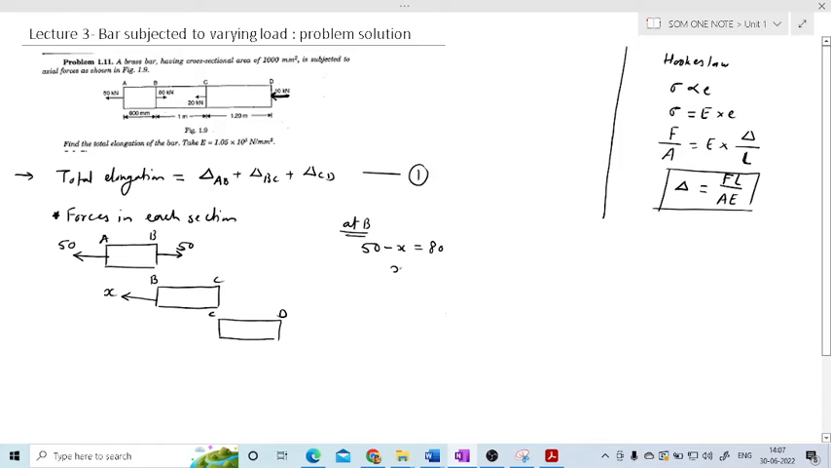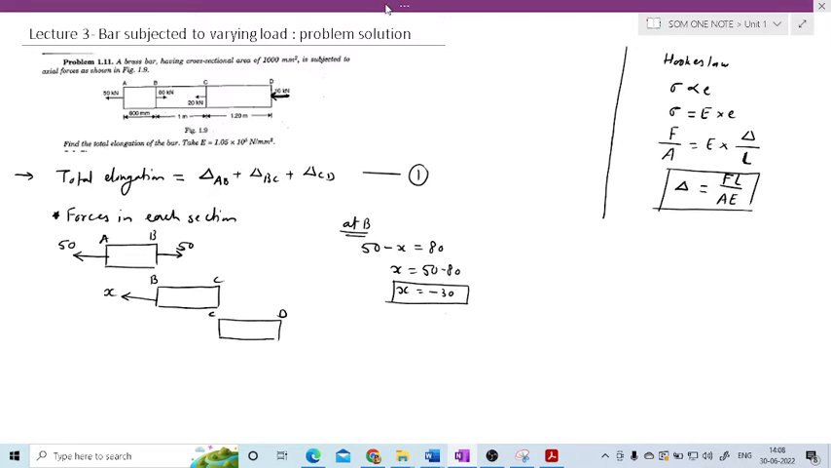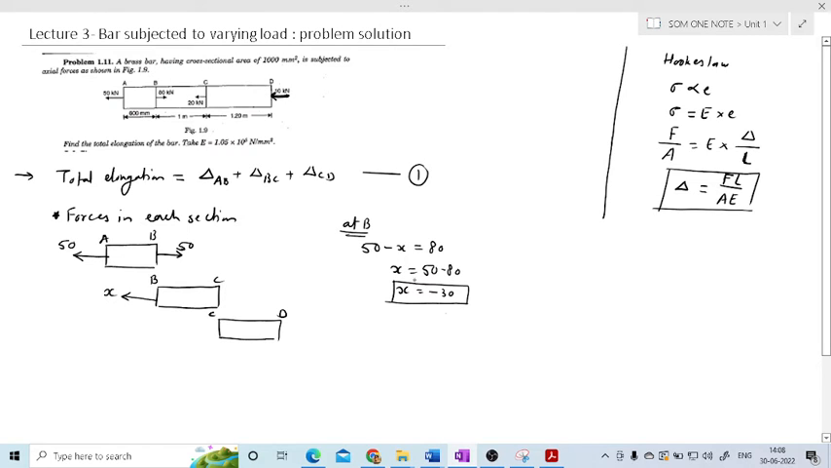Now determine the x. Transfer this x to this side and transfer 80 to this side. So this will become 50 minus 80, so x is equal to minus 30. The value of this x force is minus 30. But whatever direction we considered is wrong, because the answer is negative, which means this direction is wrong and it is in the opposite direction. So I'll correct it here: the force is towards right and its value is 30.